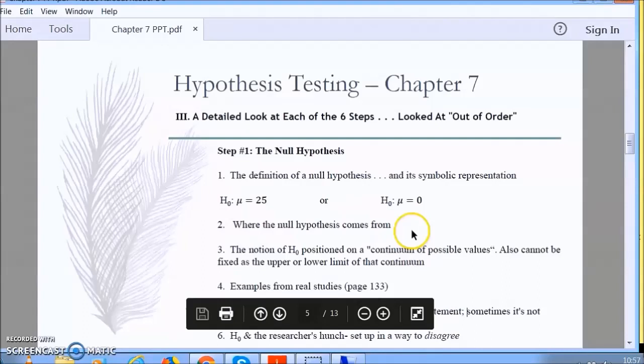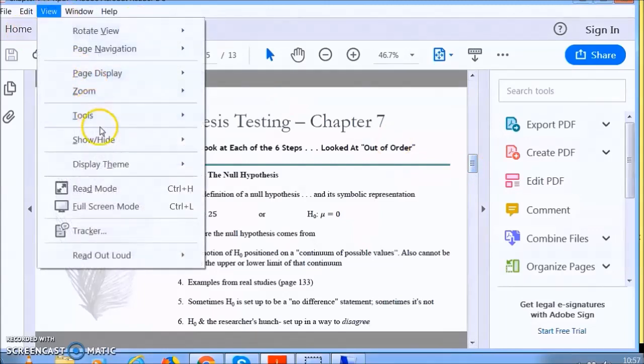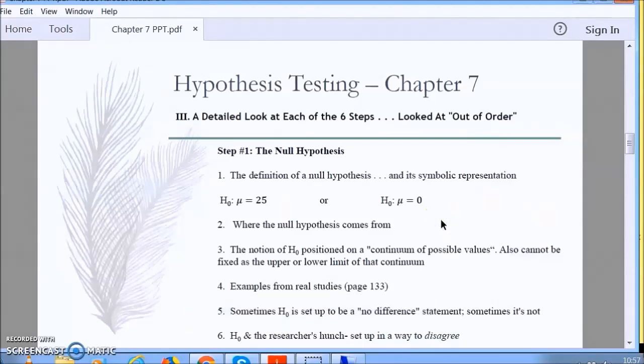Where does the null hypothesis come from? The null hypothesis comes from the statistical focus of the research. So if your statistical focus is about the mean, then you will use mu. But if the statistical focus is about the correlation, then you would use rho or something else, as stated on page number 132 of your chapter 7.